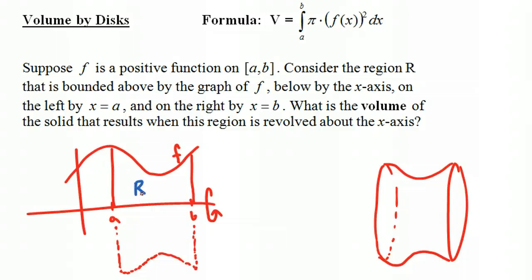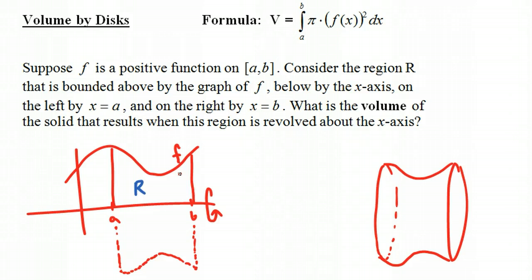Now let's consider the region R, this region in here, that's bounded above by f of x. It's bounded below by the x-axis, on the left by this line x equals a, and on the right by the line x equals b. So we have this region R right here.